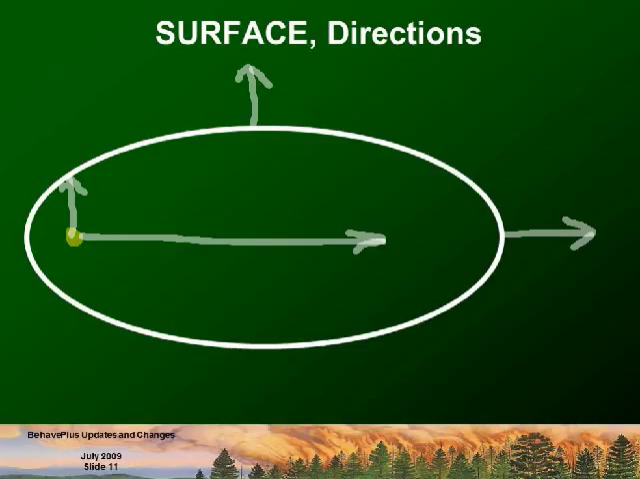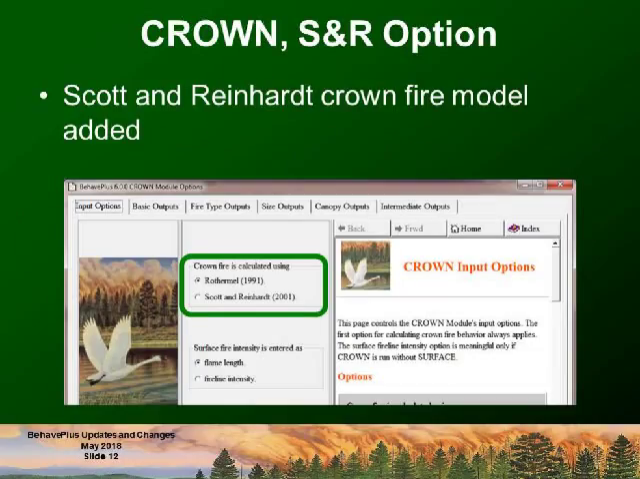And that's all of surface. The next module that we're going to look at is crown. I've added the Scott and Reinhardt crown fire model. This is the version that's used in Nexus, and that allows you to better relate what's happening in Behave to what's happening in the spatial systems, FLAMAP and Farsight, or WFDSS near term and short term. This allows you to really compare and say, why is the Scott and Reinhardt model doing what it's doing in this given area? And you can play with some of the parameters and see what's going on. So I've added that in.